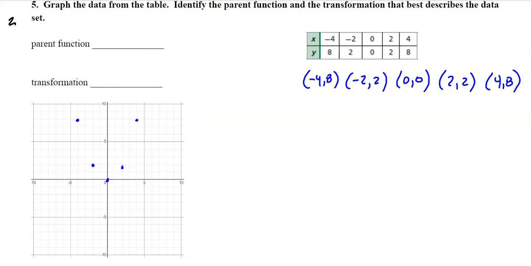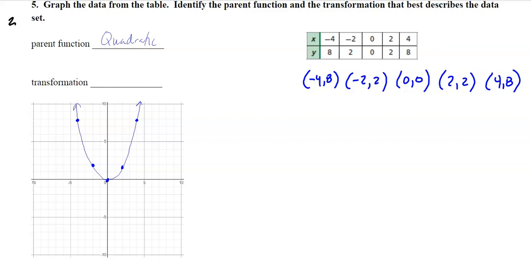So this to me, right away, is looking like a quadratic, because a quadratic has this bowl shape, where it comes down, bottoms out at the vertex, and then goes back up the other side. So I'm going to say that this is a quadratic. Now the transformation might be a little bit tough because you might say, well, it looks the exact same to me. So there's a couple different things you could do.